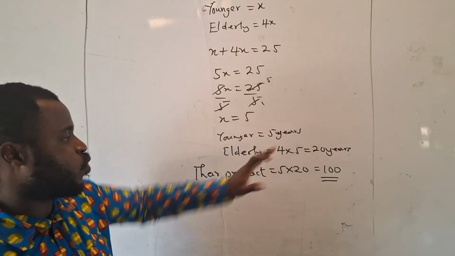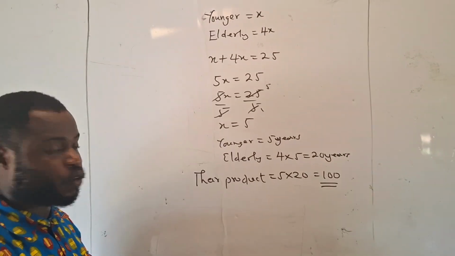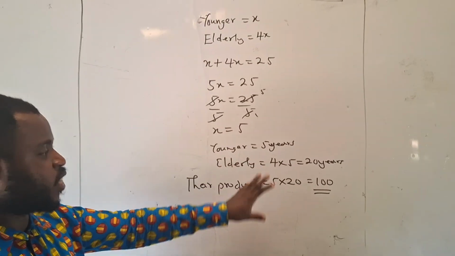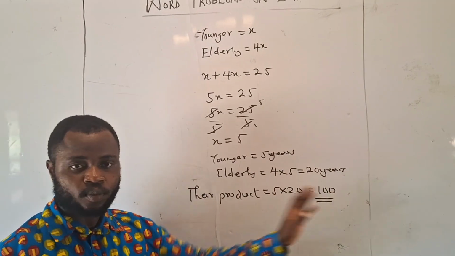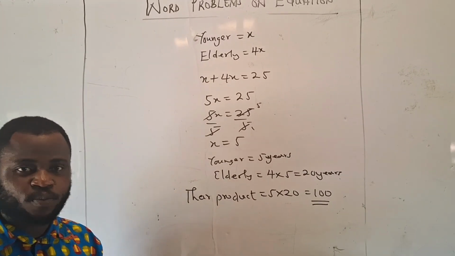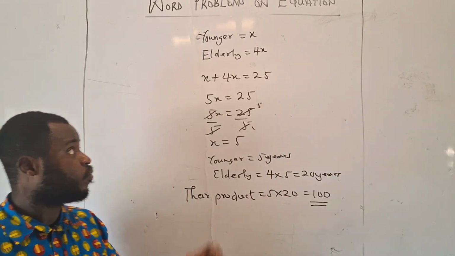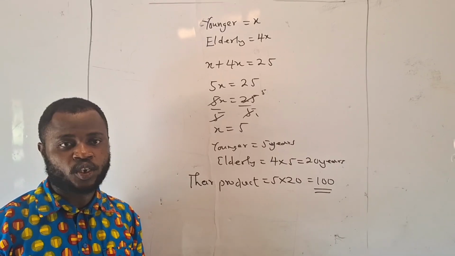If you leave your answer here, you will not get a full mark. So you find the product of their ages. After we have found their ages, we have to multiply them to get the answer. So this brings us to the end of the word problem on equation.